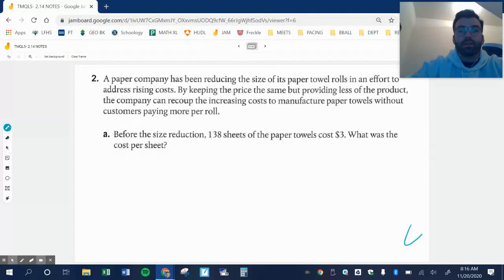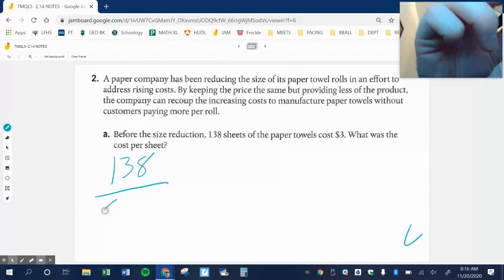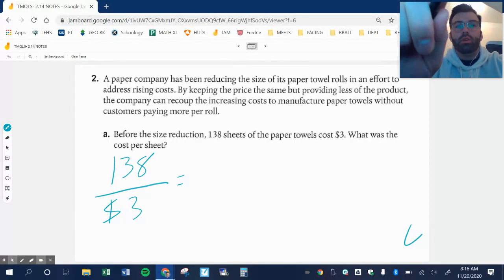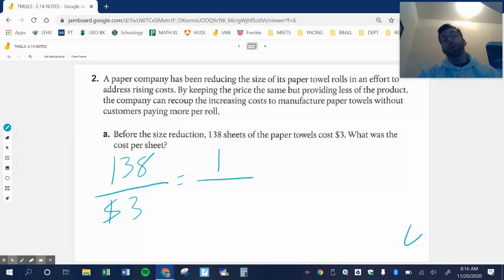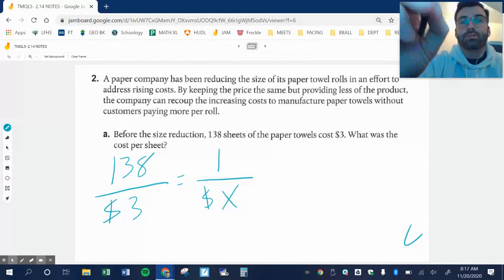Finally, it's working. Okay, so before the reduction to 138, I want to be consistent here. I want to figure out the cost per one sheet. I know 138 sheets cost me $3. I'm going to write the dollar symbol there so you understand where I'm going with this. I want to figure out how much money one sheet costs. Remember, when we're trying to find an unknown, we use X, so it costs X dollars.